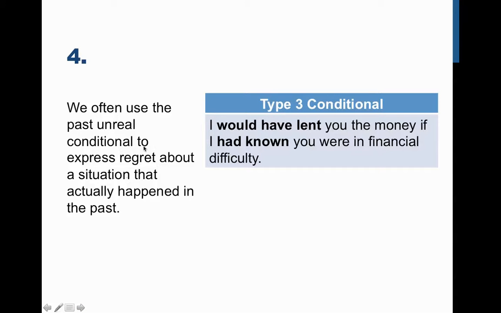We often use the past unreal conditional to express regret about a situation that actually happened in the past. I would have lent you the money if I had known you were in financial difficulty. I didn't know that, so I didn't lend it to you.